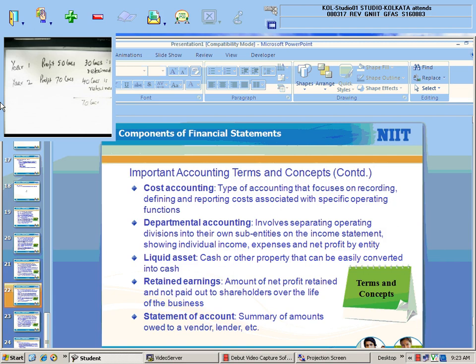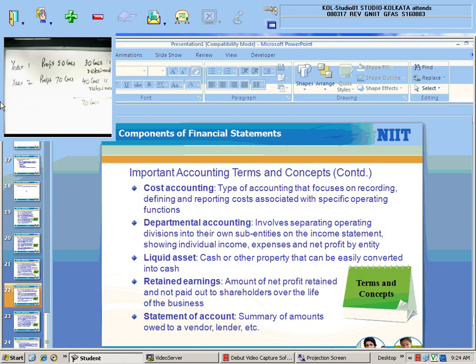That is what we call retained earnings. It appears in the balance sheet as a component of equity. In the balance sheet, you will find retained earnings as a component of equity or shareholder funds on the liability side. It will be named either retained earnings account or profit and loss account.